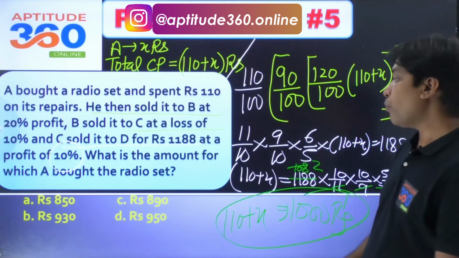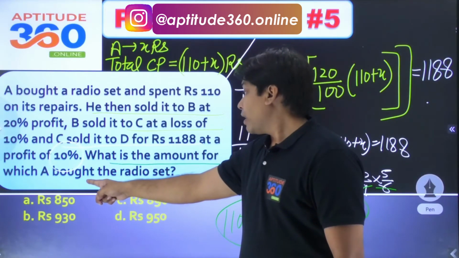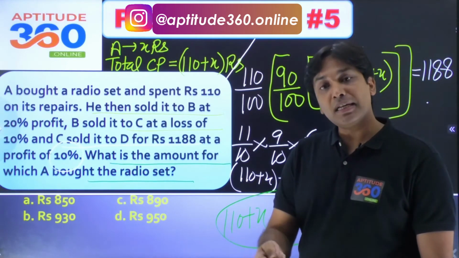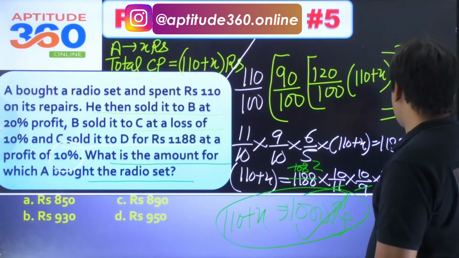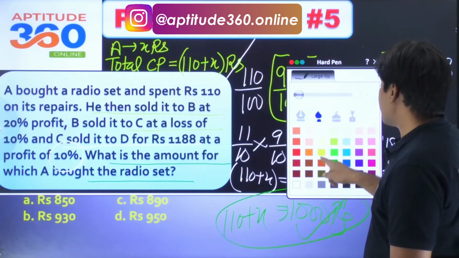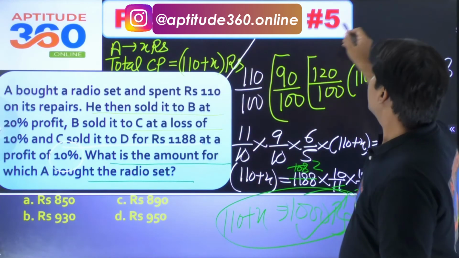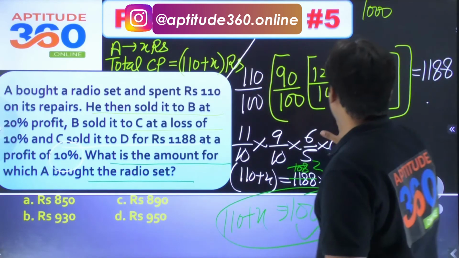और आपसे प्रॉब्लम में क्या पूछा जा रहा है कि what is the amount जितने पे A ने खरीदा। भाई खरीदने के बाद उसने रिपेयरिंग कराई, रिपेयरिंग के बाद ये कॉस्ट हमने निकाली 1000 रुपीज़, तो आपको क्या लगता है कि what would have been the CP? This certainly would have been 1000. I should write over here.